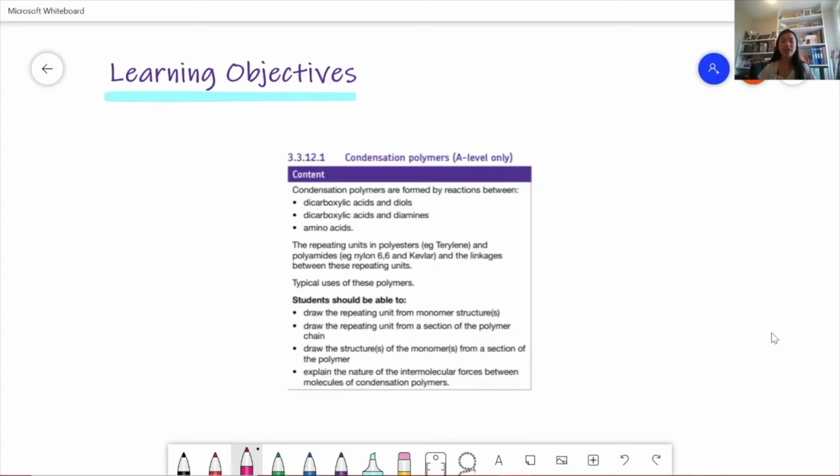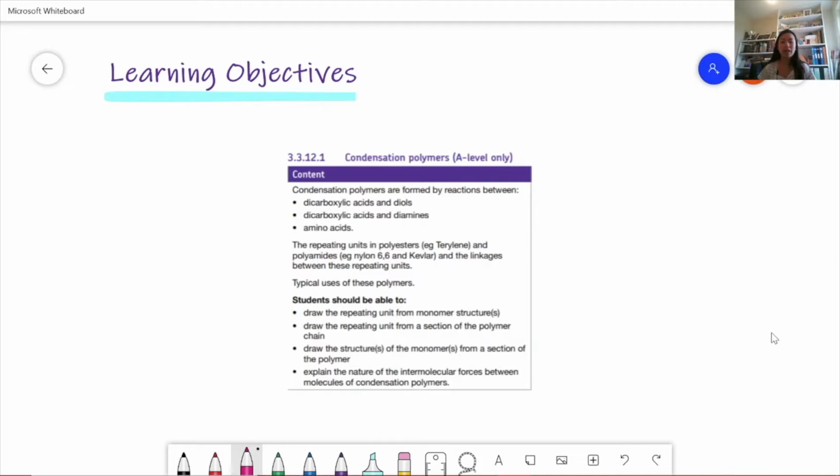Today we're going to be looking at condensation polymers, so here's our learning objectives. The first is to know that condensation polymers are formed by reactions between dicarboxylic acids and diols, dicarboxylic acids and diamines, and amino acids. We're then going to look at the repeating units in polyesters and polyamides and the linkages between these repeating units. And then we're going to look at the typical uses of these polymers.